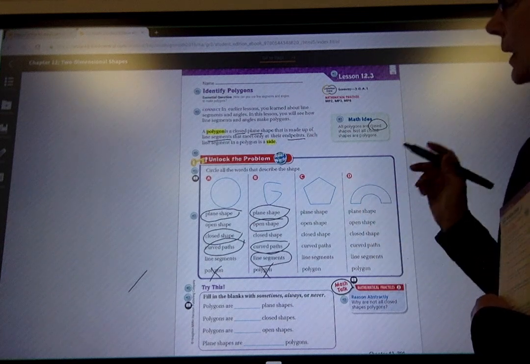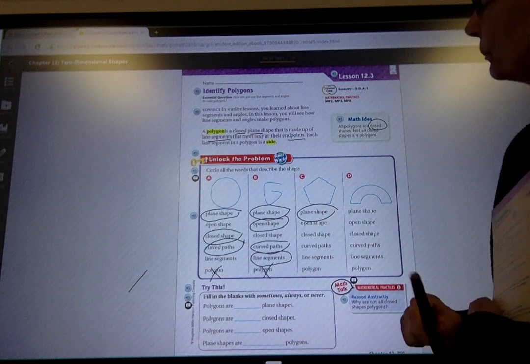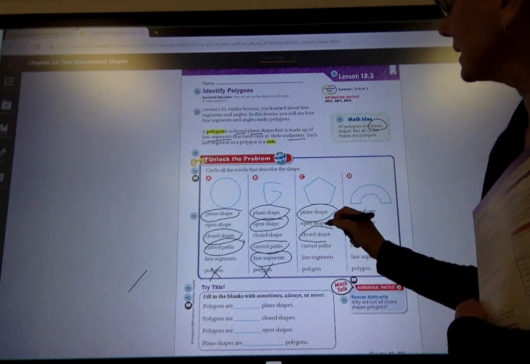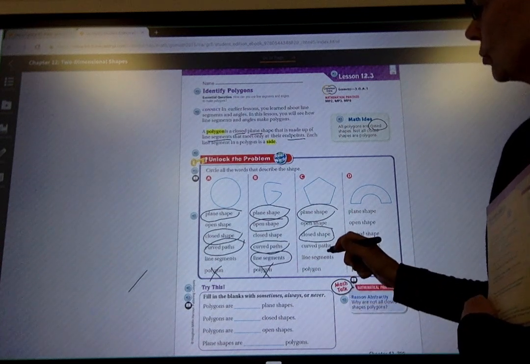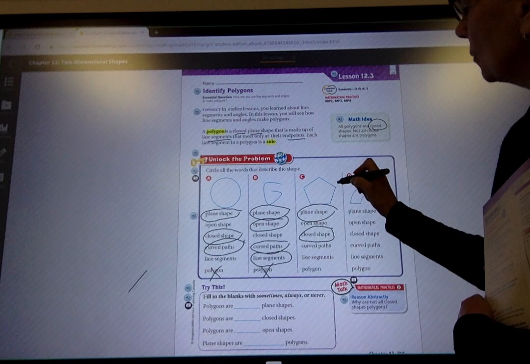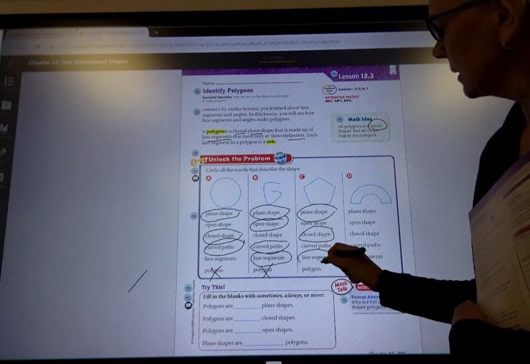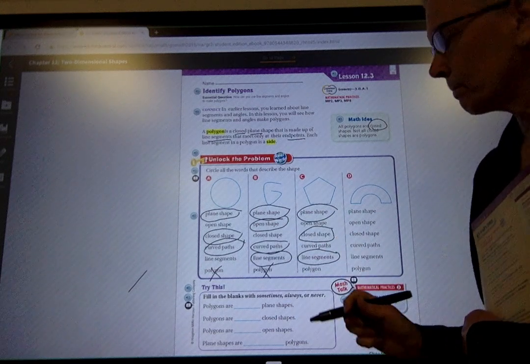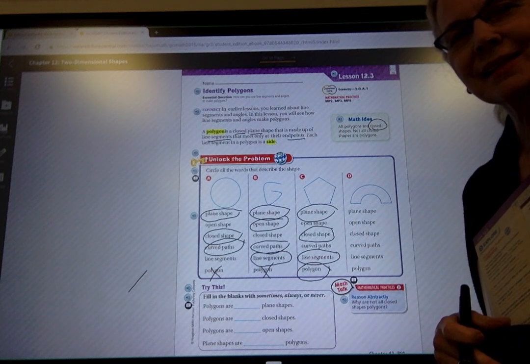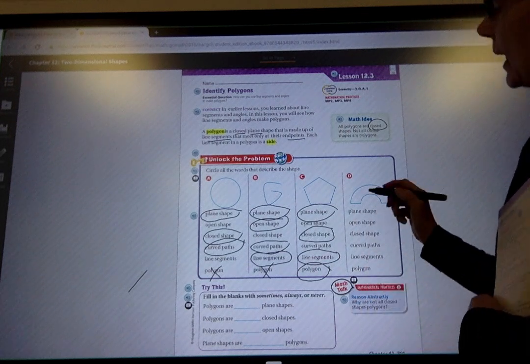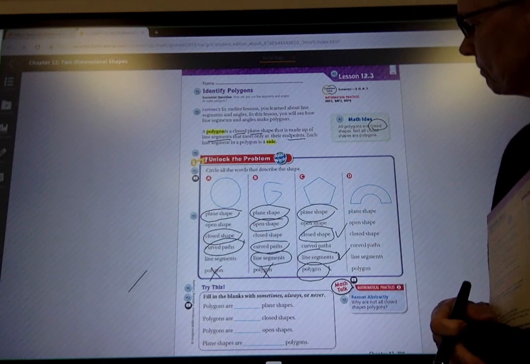Let's look at this one. Is it a plane shape? Yes. Is it open? No. Is it closed? Yes. Does it have any curved paths? No. Is it made of line segments? 1, 2, 3, 4, 5 line segments. Yes, it is. It is a polygon, also known as a pentagon. Pentagons are a type of polygon. It has to be closed and made of line segments.